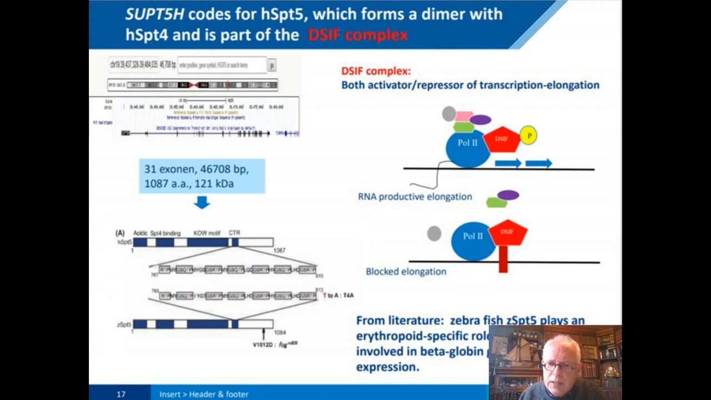animal studies, like in zebrafish, indicate that this SPIT5 is active in the hematopoietic, erythropoietic specific region and tissue, and that it is also playing a role in GATA1 induction. And from GATA1, it is known that it plays a very important role in the regulation of the beta gene.